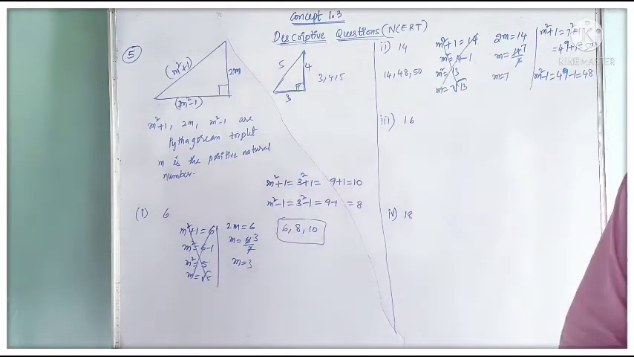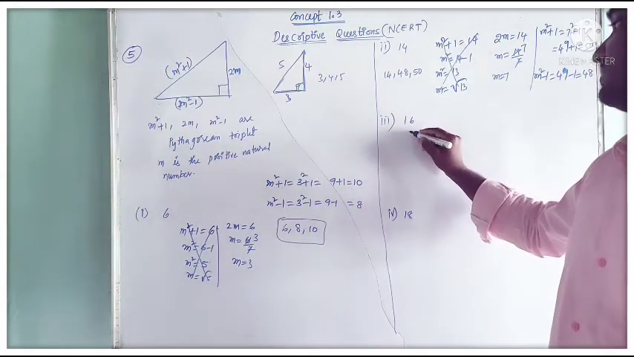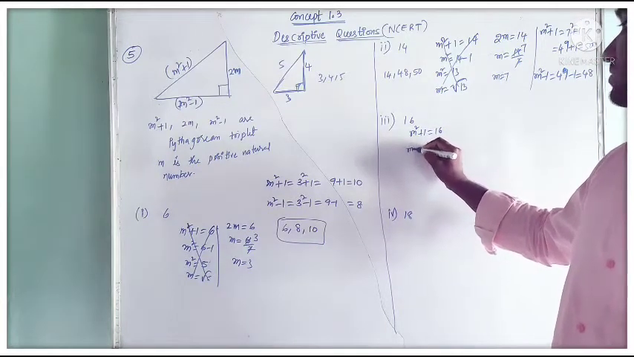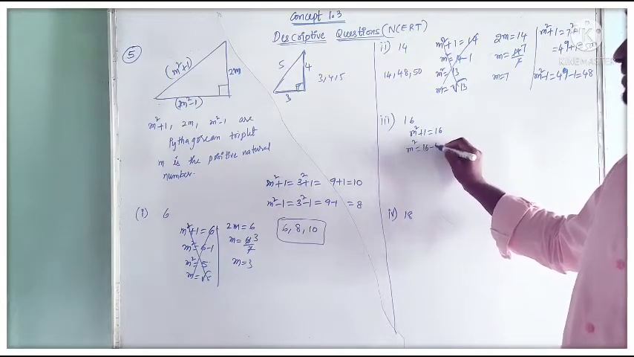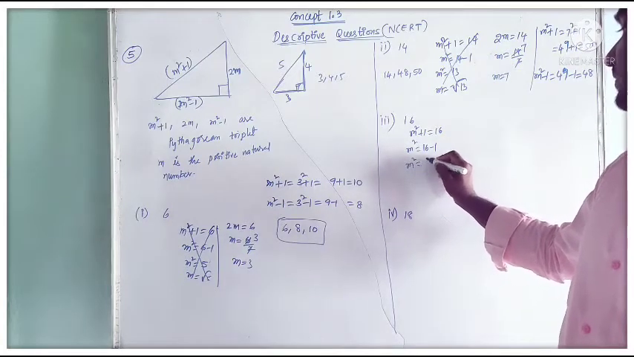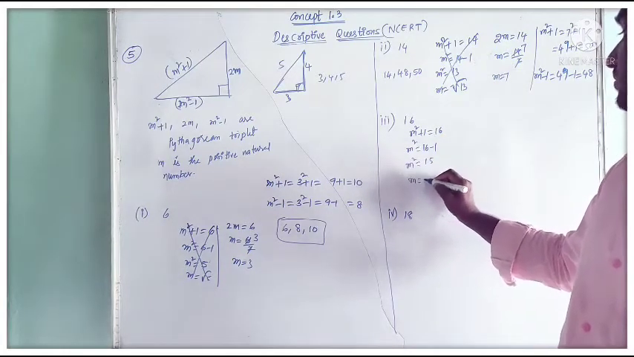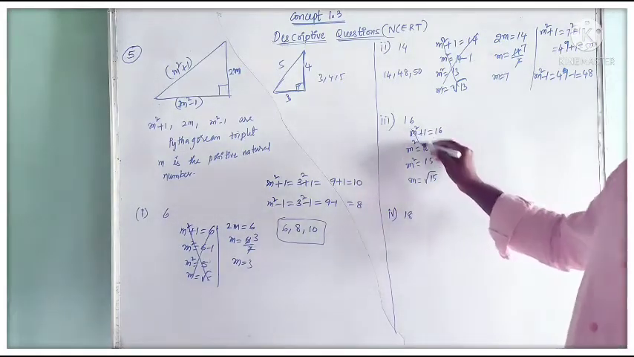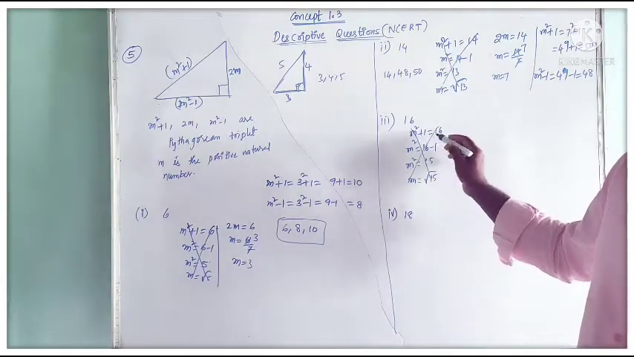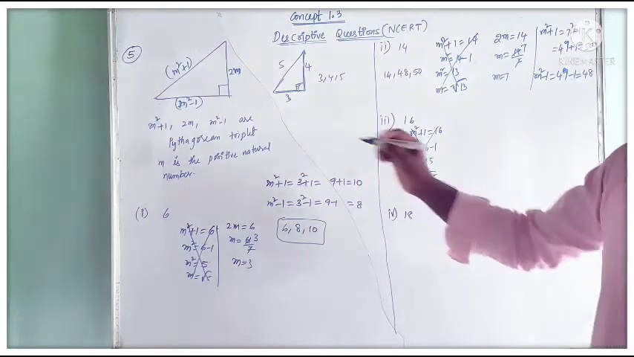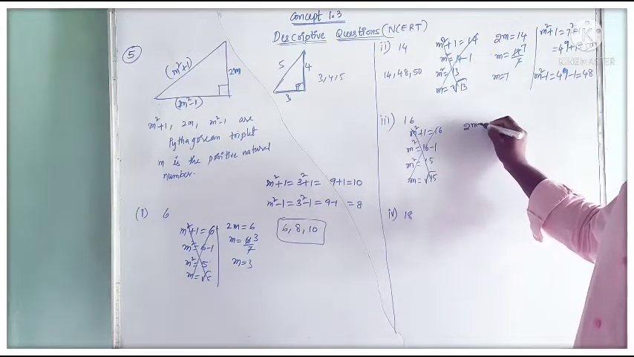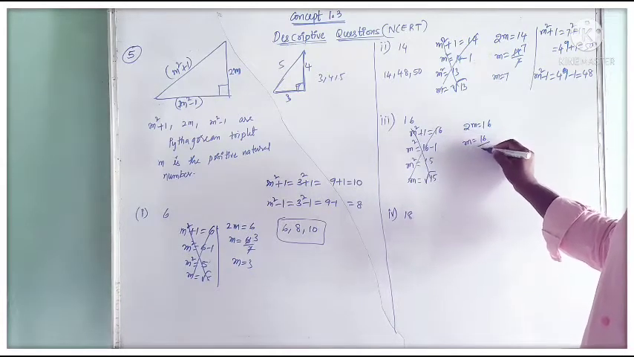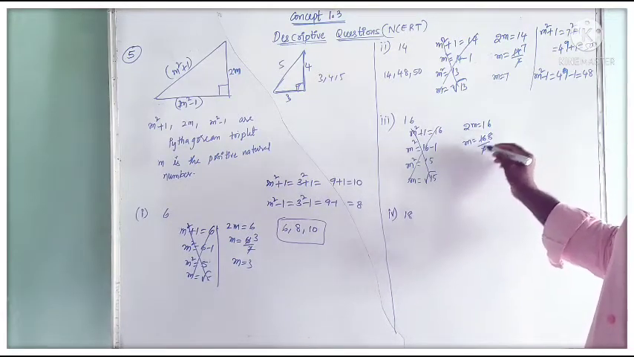Next, the 16 question. So make M square plus 1 equal to 16. M square equal to 16 minus 1, so M square equal to 15. So M is equal to root 15. Is root 15 a natural number? No. So we should not make M square plus 1 equal to 16. Next side, 2M. 2M equal to 16, so M is equal to 16 by 2, which is 8.